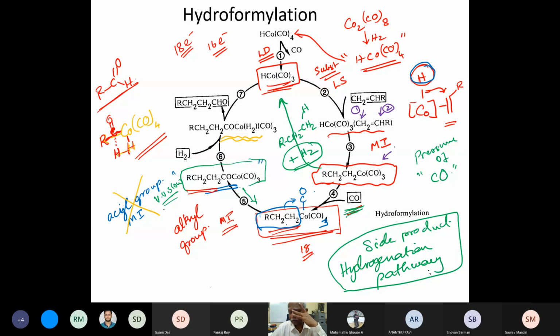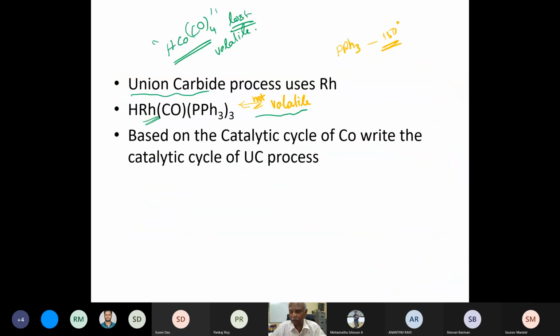So naturally, because the metal is controlling it, if I have a PPh3 group, for example, or if I have other groups, then I can reduce the branched product. Okay, so the Union Carbide process probably has an advantage of selectivity as well as having a non-volatile catalyst.